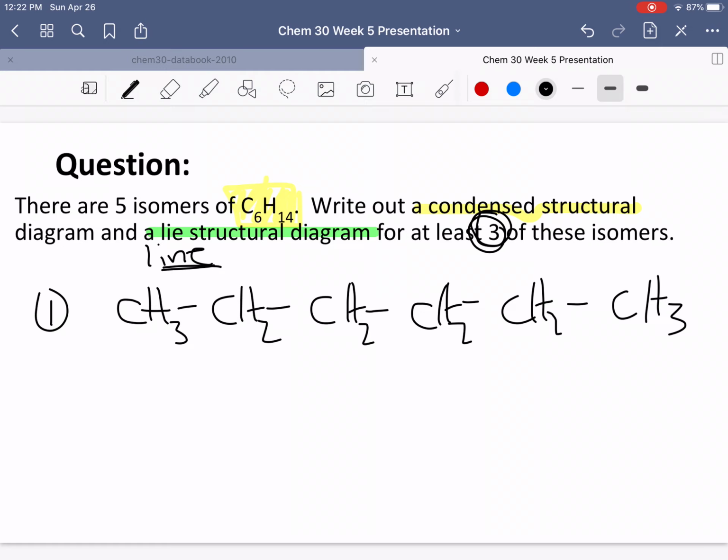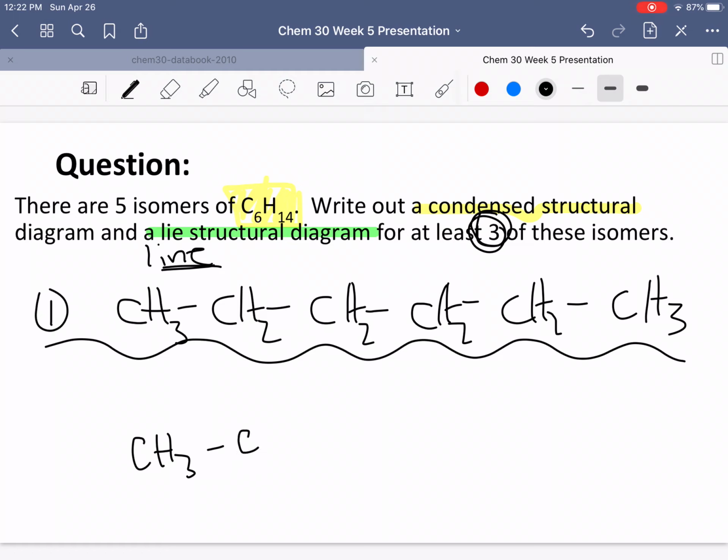Now, one of these isomers, for example, that you would end up getting, I'll show you this one, you would get CH3 attached to a carbon here with another CH3 on top, another CH3 on the bottom, attached to a CH2, and a CH3. Look at that, 6 carbons. Let's talk about how you would do this with a line structural diagram, just to clarify.